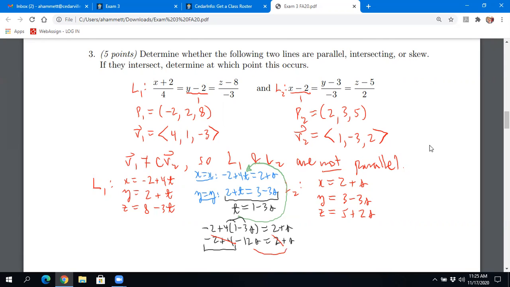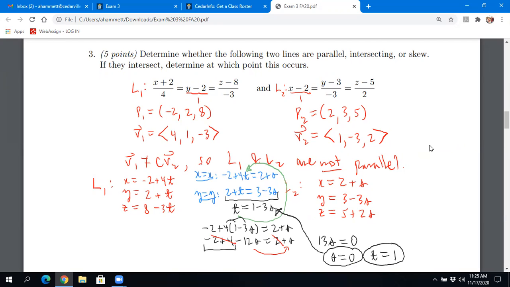And if I add 12s to that side, what I end up getting is that 13s equals 0. So what does that tell us s has to be? s is 0. And if s is 0, I could put that right there. What do I get that t would have to be? 1. Okay? So s is 0 and t is 1.